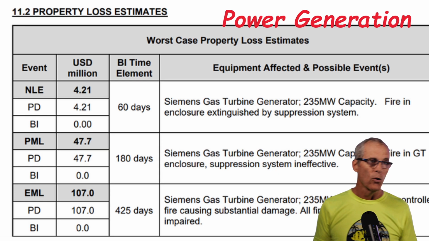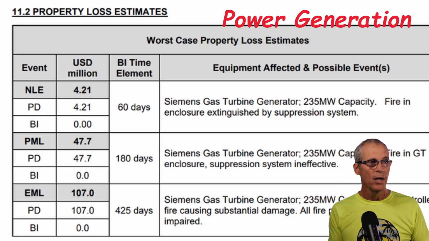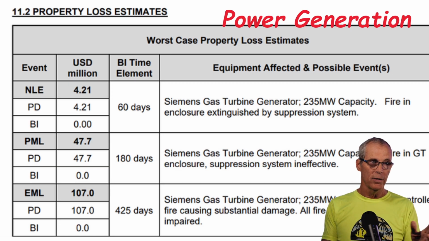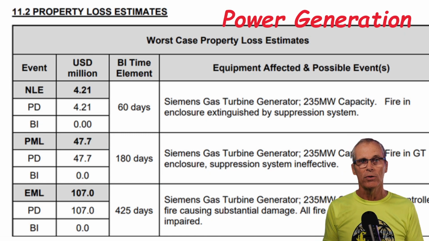There, $4 million for a normal event that they expect to happen, that we've probably already had happen. The PML is something like $50 million, and that's a fire in a gas turbine enclosure. And the MFL or EML would be the uncontrolled fire under the turbine, and that's with everything burned up. You're looking at about $100 million at this facility.